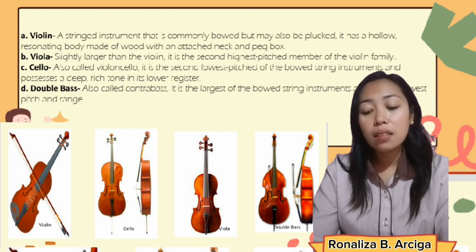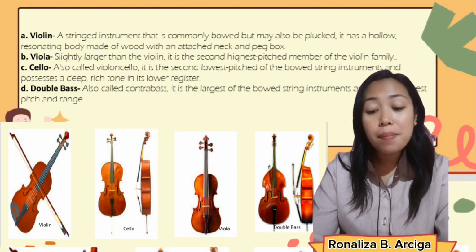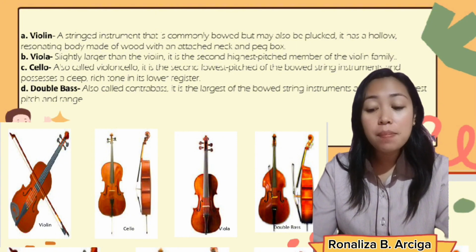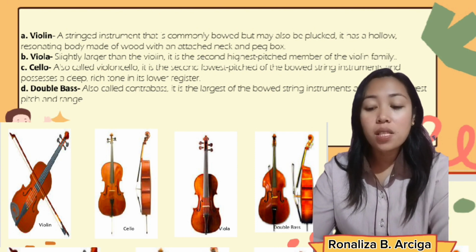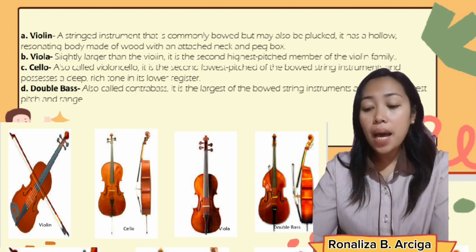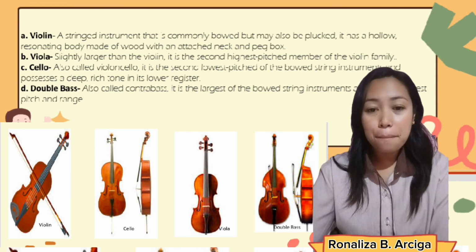So tandaan na natin na kapag mas maliit ang string instruments, mas mataas ang pitch. Kapag mas malaki ang string instruments, mas mababa ang pitch.